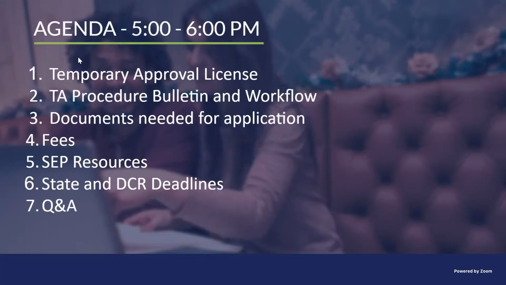So over the next 2 modules, we're going to be going through the difference between the temporary approval and annual licensing processes. This module is going to focus on the temporary approval process. As part of our agenda, we're going to be going through the temporary approval licensing process, the procedures bulletin and workflow, the documents needed for a temporary approval application, the fees, various SEP resources available to social equity individual applicants, a few of the state and DCR deadlines that are applicable, and then we'll get into a question and answer session.